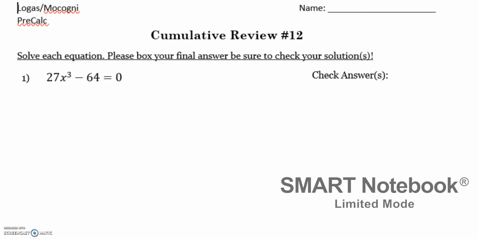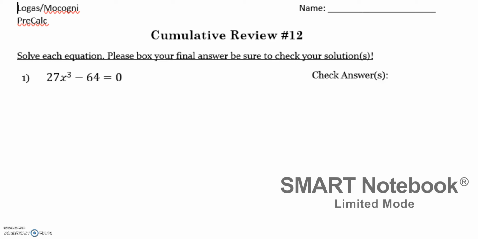So if we take a look at number 1, we have 27x cubed minus 64. Now before we start the problem, I would like to point out, because the highest power is 3, I know that there will be 3 zeros or 3 solutions in the end. So if I decide to just add 64, divide by 27, and take the cube root, that's only going to get me one answer, not 3.